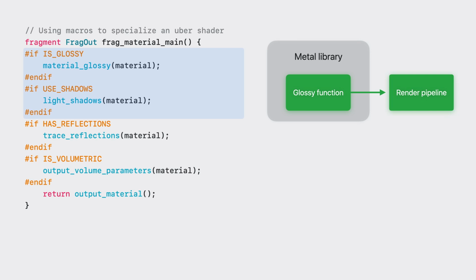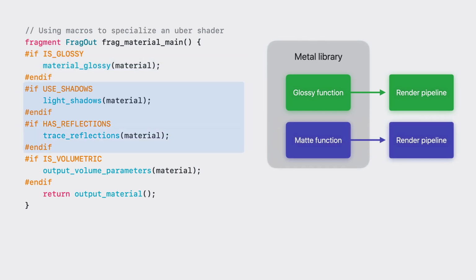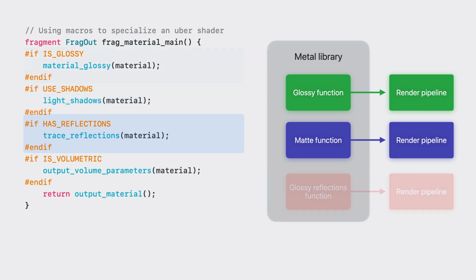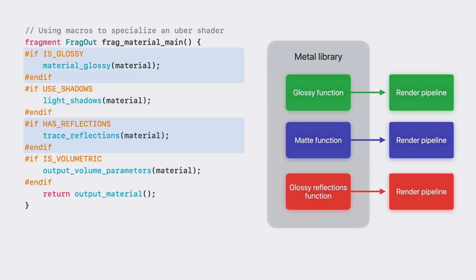This approach means you have to compile all the possible variant combinations offline. For example, a glossy variant could be the combination of enabling both isGlossy and useShadows macros, but disabling the remaining macros. Similarly, a matte function variant could be a combination of the useShadows and hasReflections macros. And a glossy reflections variant enables the isGlossy and hasReflections macros, and so on.